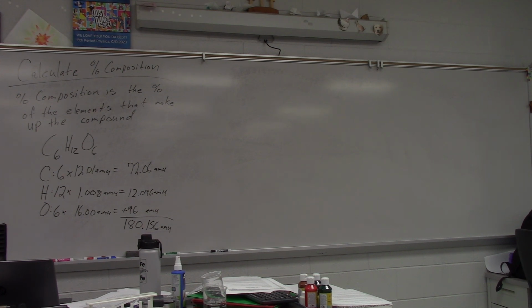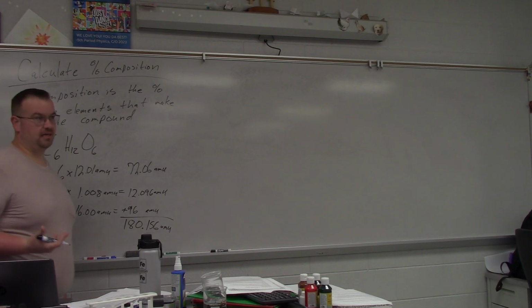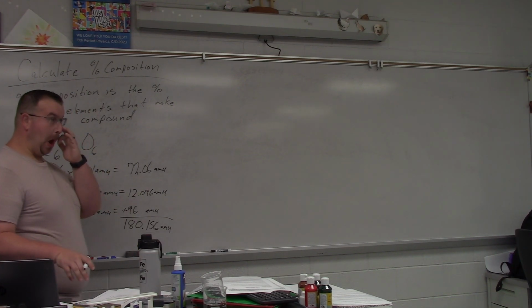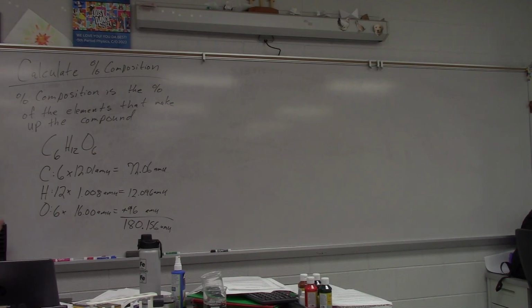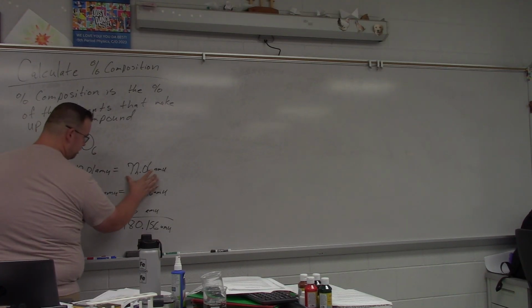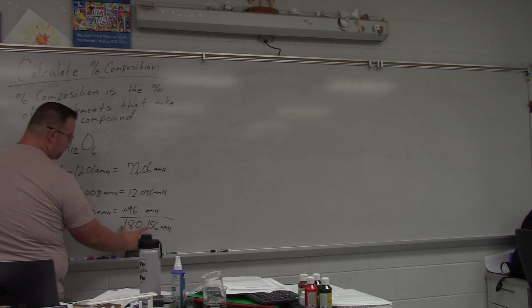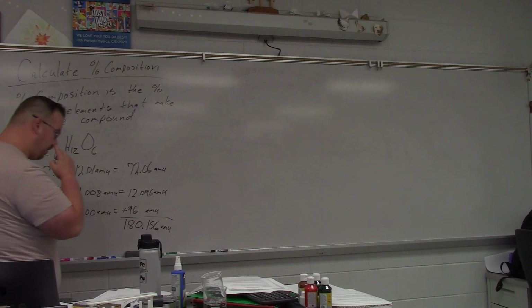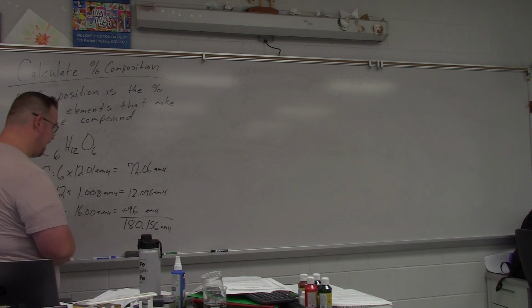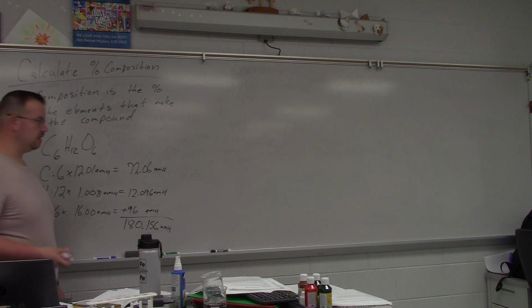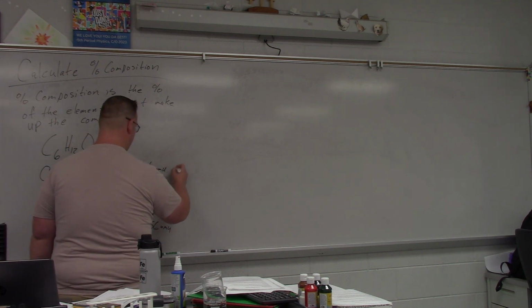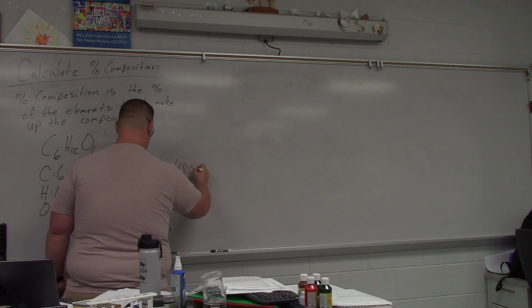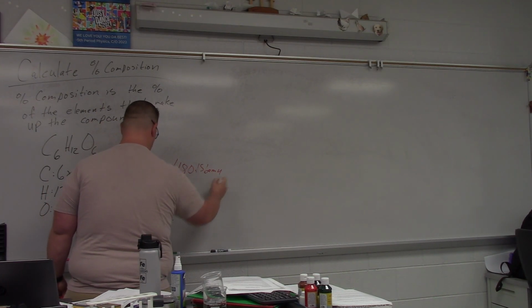These are the pieces of information we need in order for us to figure out what the percent composition of these things are. So what you will do is take the molar mass from the carbon and divide it by the molar mass of the whole. The molar mass from the hydrogen, divide it by the whole. The molar mass of the oxygen, divide it by the whole. This will give us our percent composition. So we'll divide all these by 180.156 AMU.